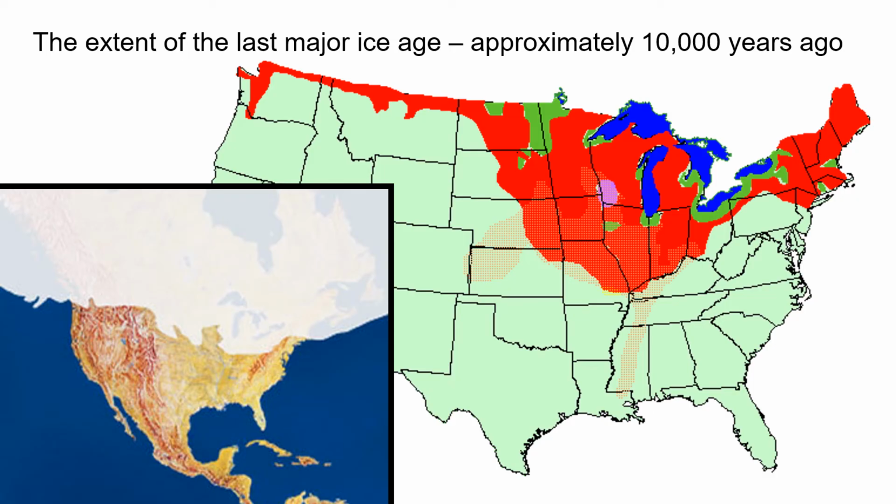We do know where the last major ice age came to. This area here in red on this map shows us the extent of the last ice age. That was the part of the country that was covered under glaciers 10,000 years ago.